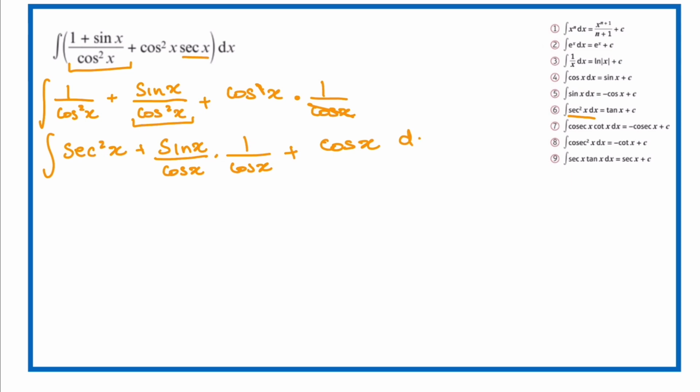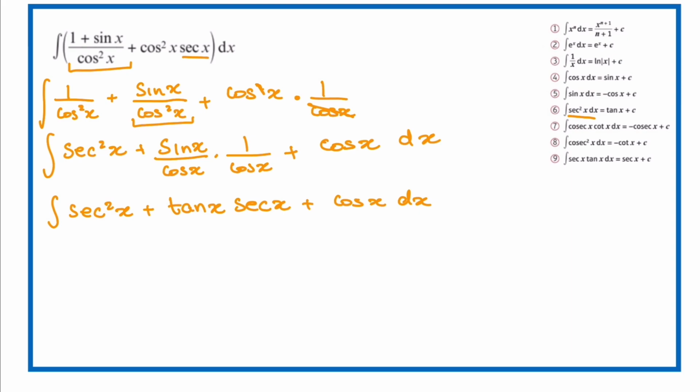Again, we're integrating with respect to x. So I haven't done any integration yet. I've just been rearranging it and rewriting this equation in a nicer way so I can work with it. So in this case, again, we have integration of sec squared x plus sine x over cos x becomes tan x, and 1 over cos x becomes sec x, plus cos x dx. So now it is in a much nicer format that I can integrate from there.